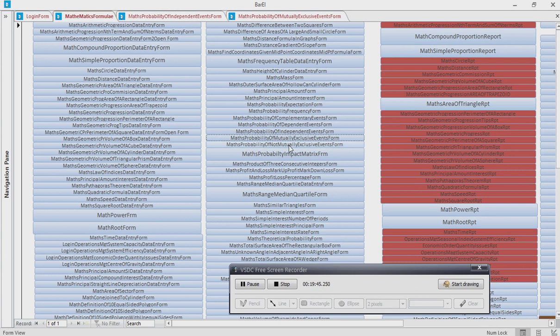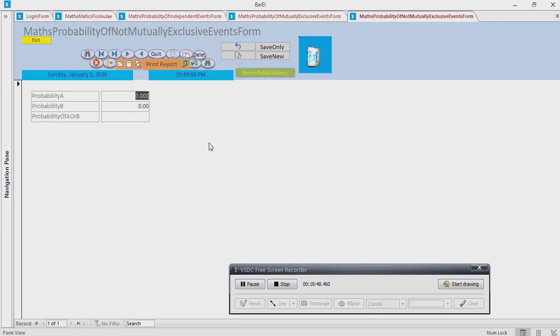The probability of not mutually exclusive events. If probability of A is 0.25 and the probability of B is 0.3, then probability of A and B is 0.4.